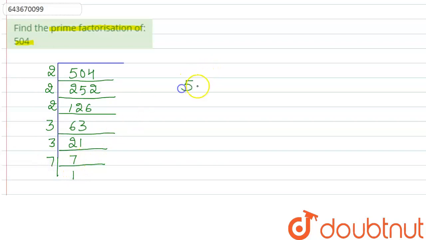So the prime factors of 504 come out to be 2, 2, 2, 3, 3 and 7. So these are the factors of 504. I hope this question is clear to you.